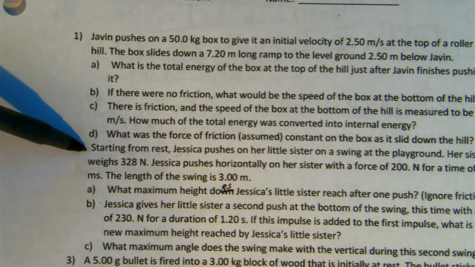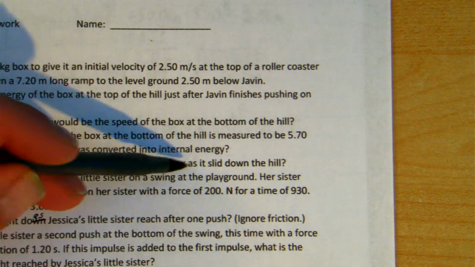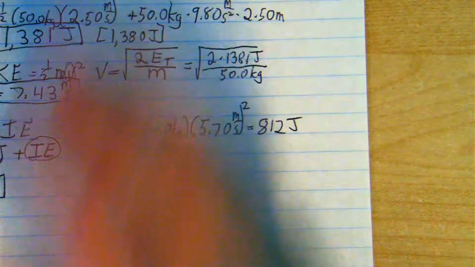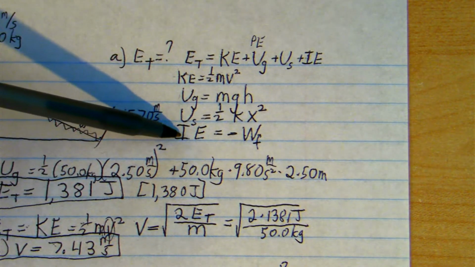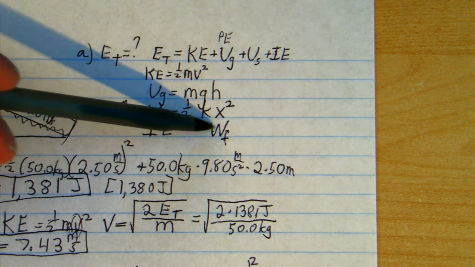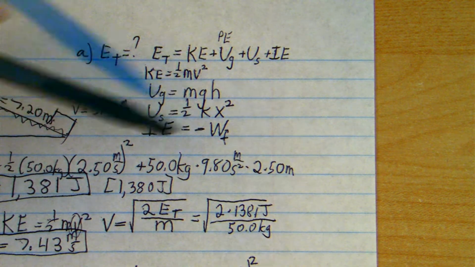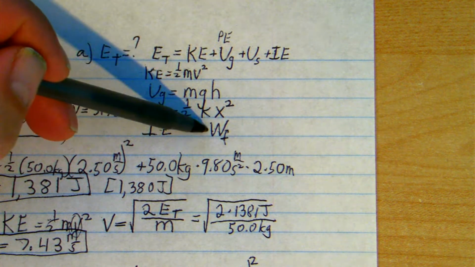Part D time, anyways. So what was the force of friction that was assumed constant on the box as it slid down the hill? You know when I mentioned that internal energy is the negative of the work done by friction trying to stop an object from moving? Now it's time for me to get into this in a little bit more detail.